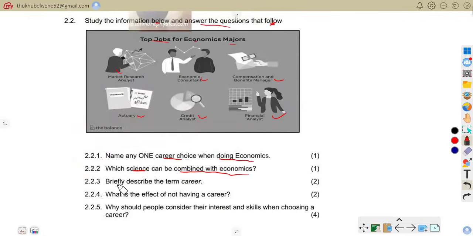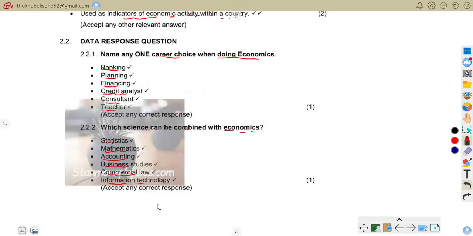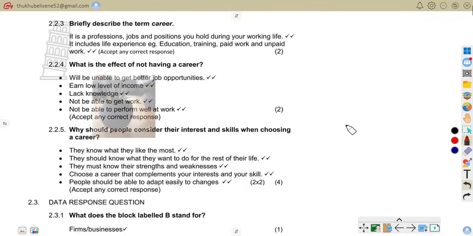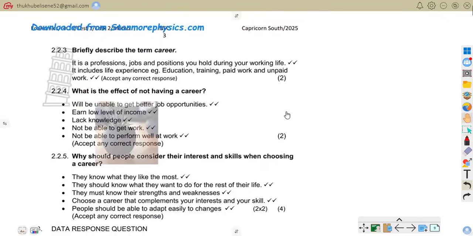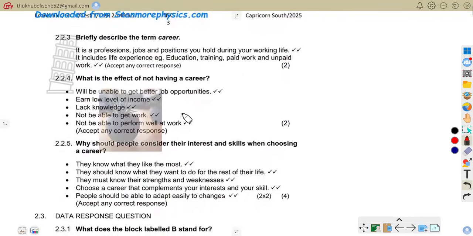2.23. Briefly describe the term career. So now let us go straight to our answers. Here we are on career. As it says, it is the professions, jobs, and positions you hold during your working life. So it includes life experience, for example, education, training, paid work, unpaid work. That is career.